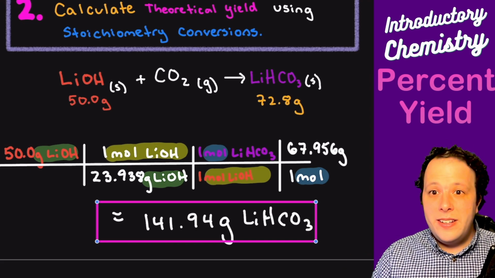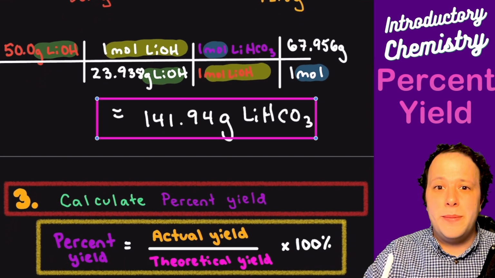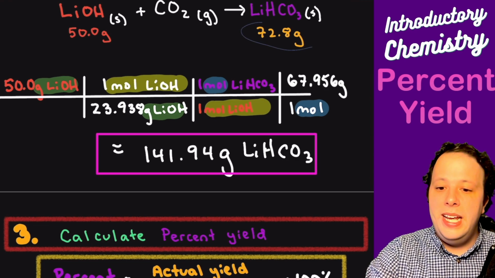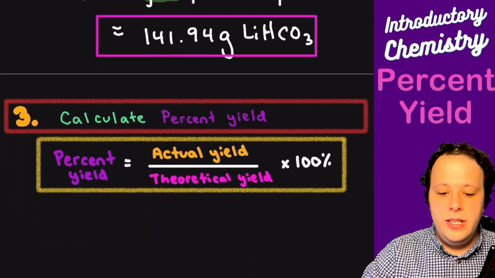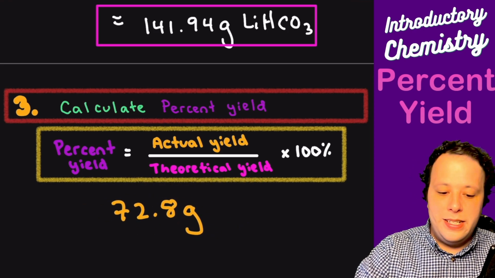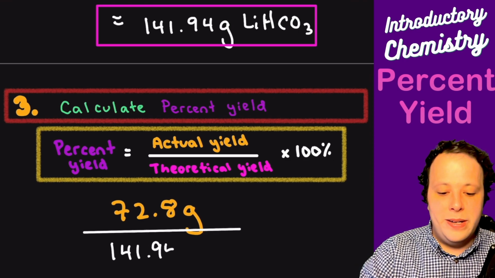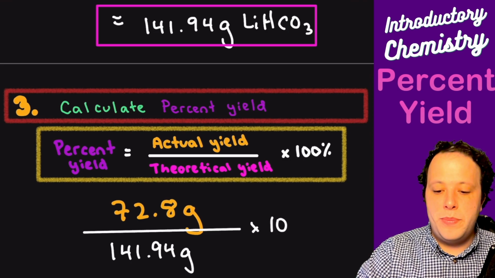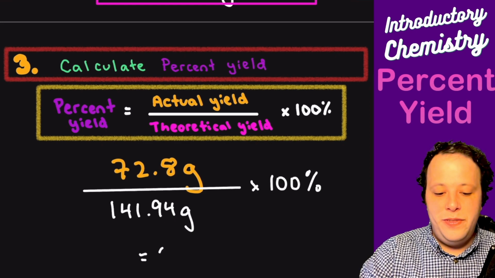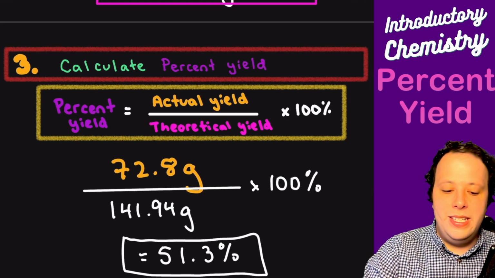So what do we got to do now? How do we figure out the percent yield? Well, for percent yield, we got to plug it into the formula below. So we were given 72.8 grams is how much we started with. So what we are going to do is take that value and divide it by our 141.94 grams, and we're going to times that by 100%. And what we are going to end up having in the end is about 51.3% is our yield in this problem.